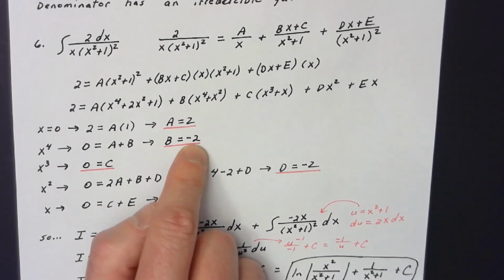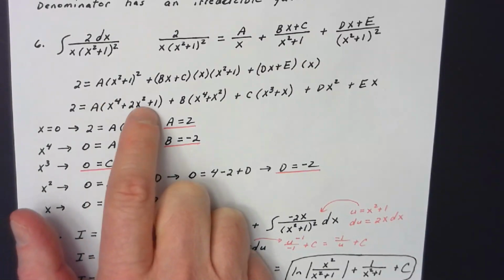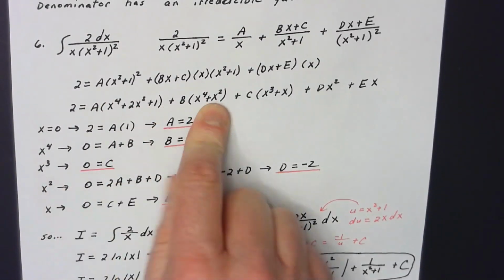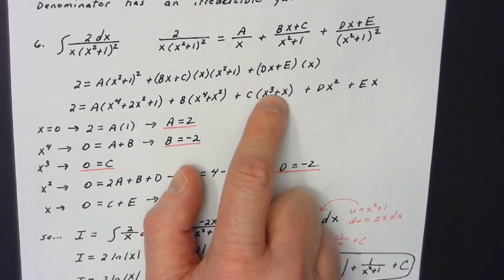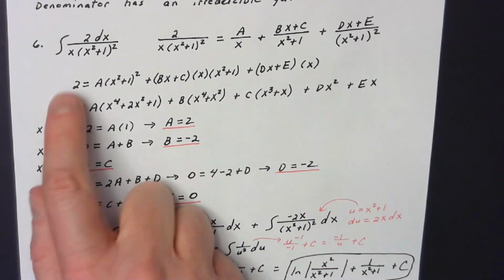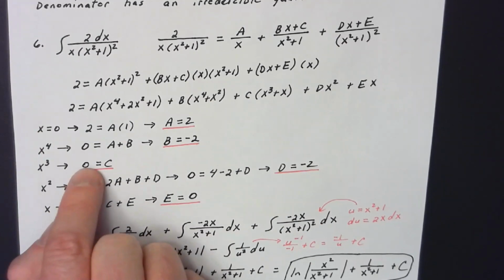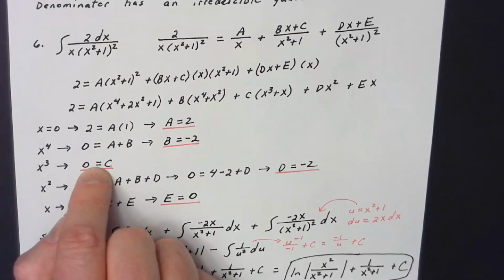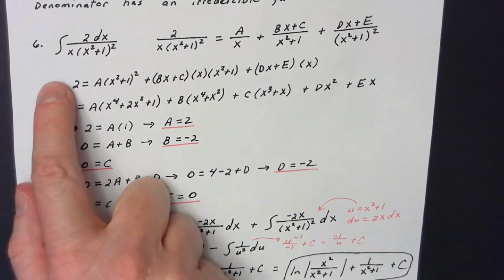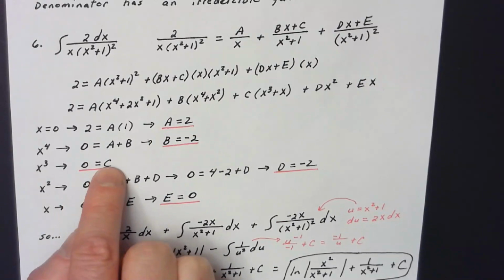I look at the x cubed term, and I can tell a is not a coefficient of x cubed, b is not a coefficient of x cubed, neither is d or e. The only coefficient of x cubed is c. Well, there is no x cubed term on the other side, so the coefficient of x cubed is supposed to be 0. That means c is also supposed to be 0, since it's the only coefficient of x cubed on the right-hand side, and its coefficient is supposed to be equal to 0. So I know now a, b, and c.